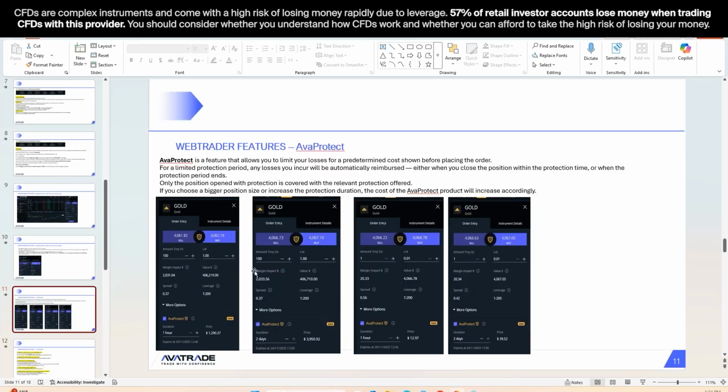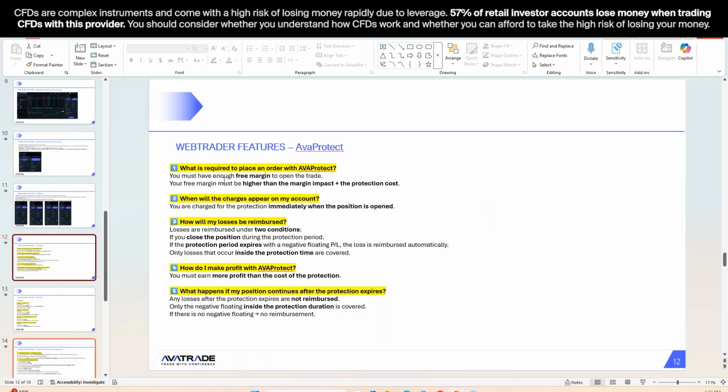I'll just share with you some examples. You can see here one lot on gold, 0.01 and 0.01. What is required to place an order? You need to have the free margin to open the trade, and you need to have free margin that will be higher than the protection cost as well. So the calculation is the protection cost plus the margin impact. That's what you need to have in your account.